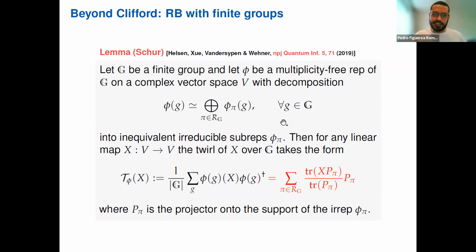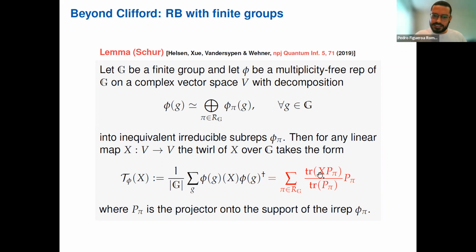That is relevant because there is this result, which is a consequence of Schur's lemma, where essentially for any finite group, such that you can decompose the representation of this finite group in this way, where these are irreducible sub-representations of your group, and this pi is just some label for the irreducible representations of the group. Whenever you can decompose your representation in this way, then this map that I'm representing here as T, which we call the twirl, which is kind of the analog of an average over some representation of your gates, takes this simple form just as a consequence of this lemma called Schur's lemma.